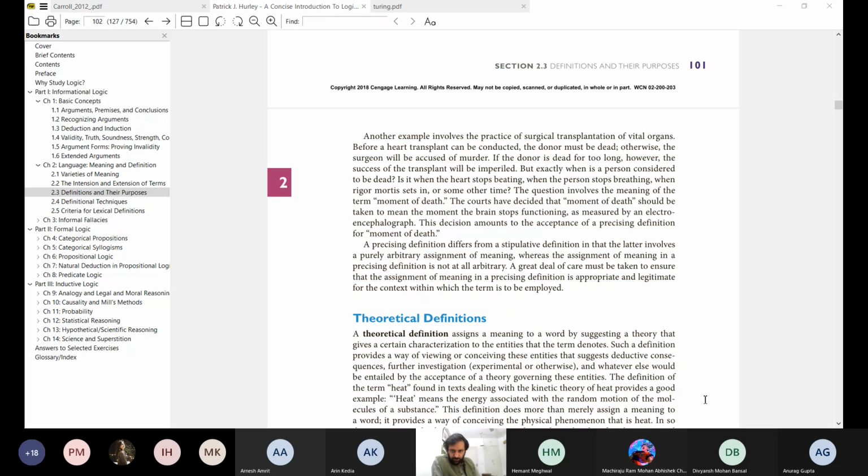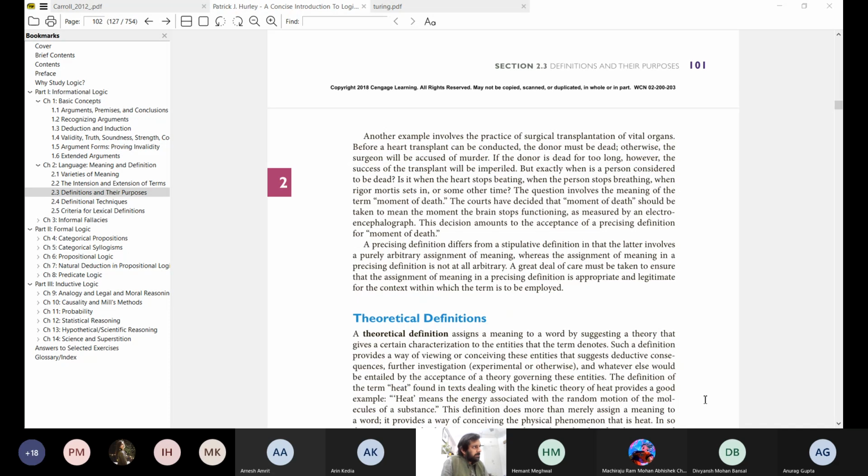And the key difference being a stipulative definition is one where it's arbitrary. You get to decide. I'm going to get to decide how this word is to be used, whereas in a precising definition, you don't get to just make things up. You give precising definitions from a universe of possible definitions that the word already has in the language. That's the key difference.